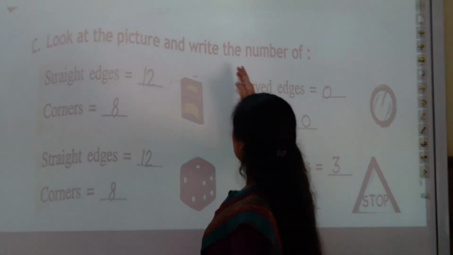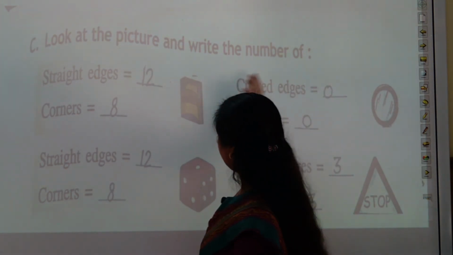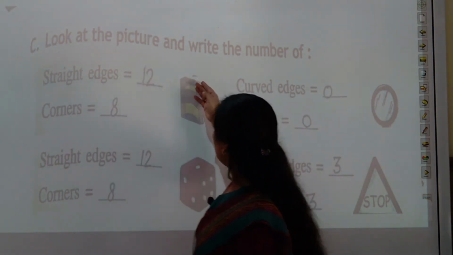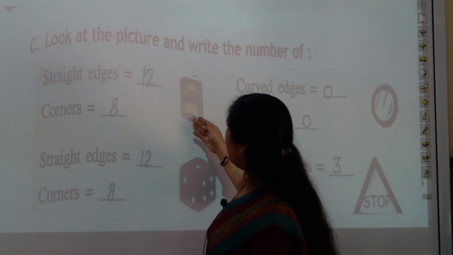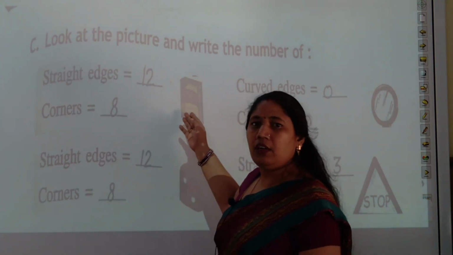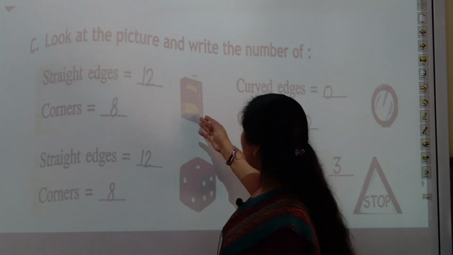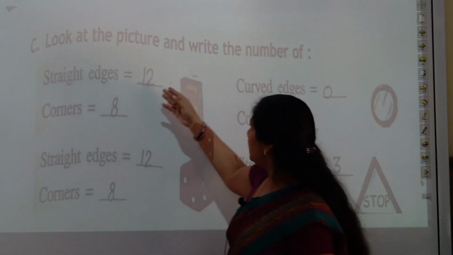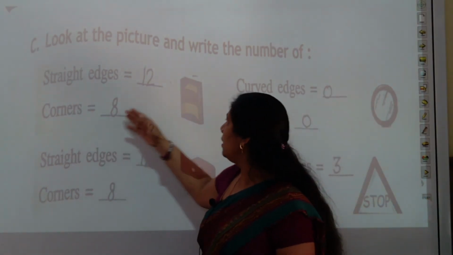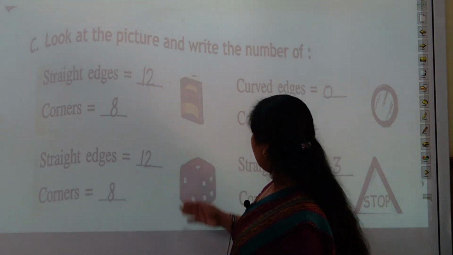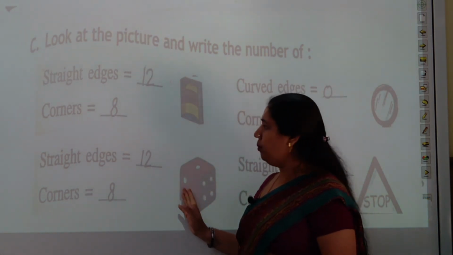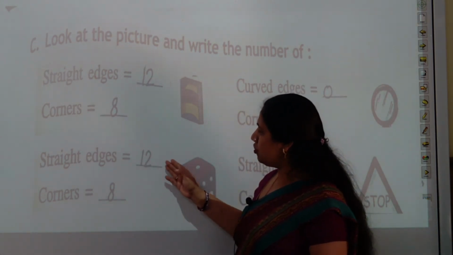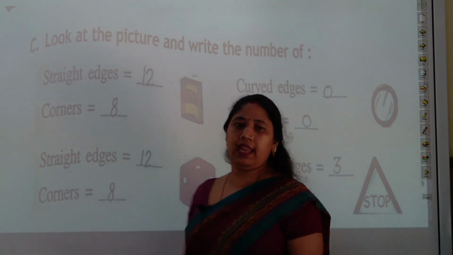Look at the pictures and write numbers. Look at the picture, beta. That is a cuboidal object. That is a book. So straight edges 12, corners 8. Look here. That is a cube. Same, straight edges 12, corners 8.